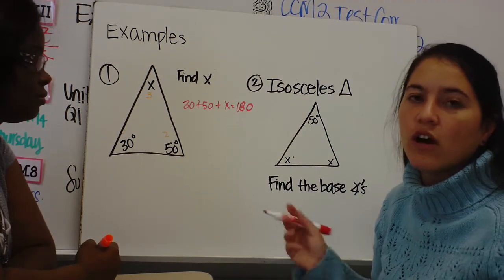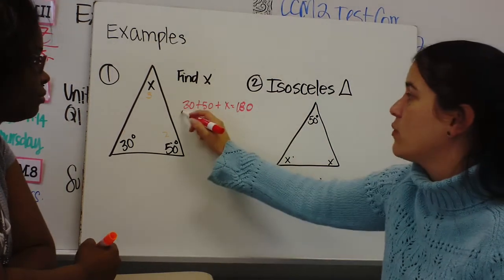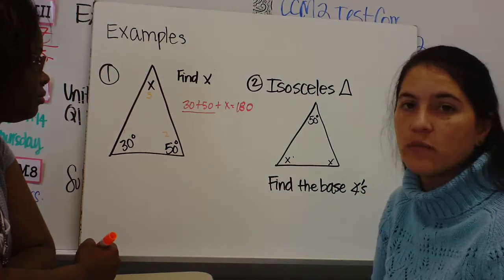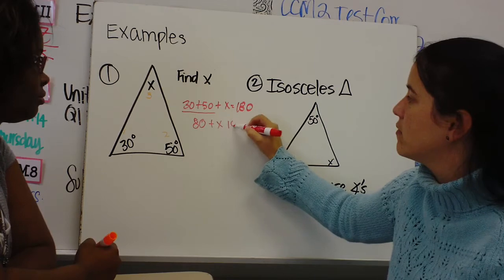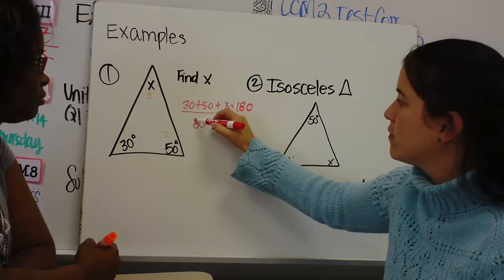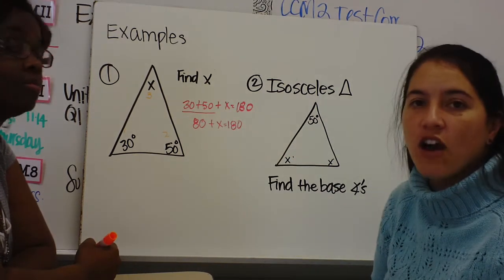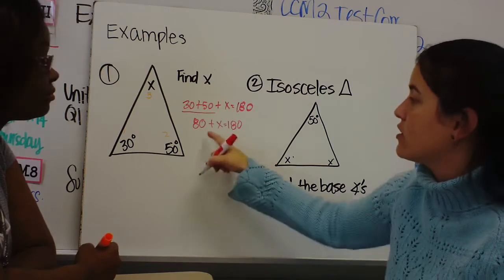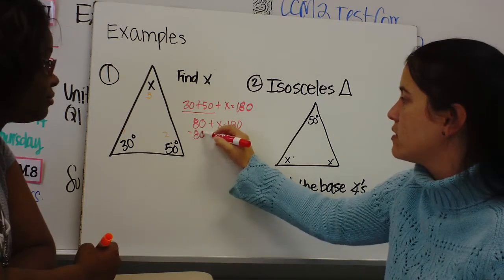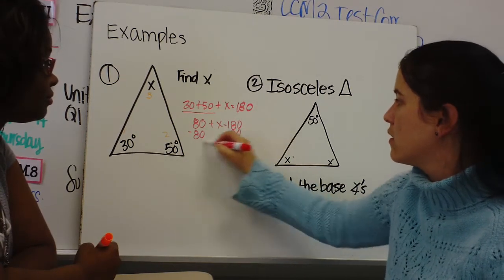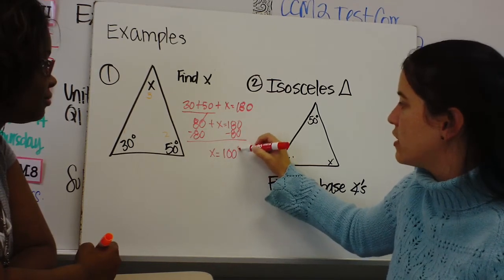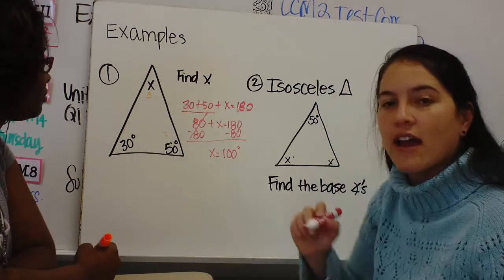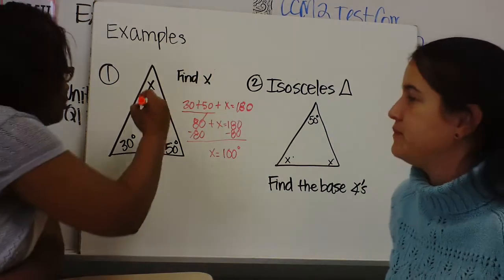And when you are going to simplify this to make an equation, we are going to combine like terms. 30 plus 50 is 80. And to solve that equation, we are going to subtract 80 from both sides. And x is equal to 100 degrees. So that means this third angle has to be 100 degrees.